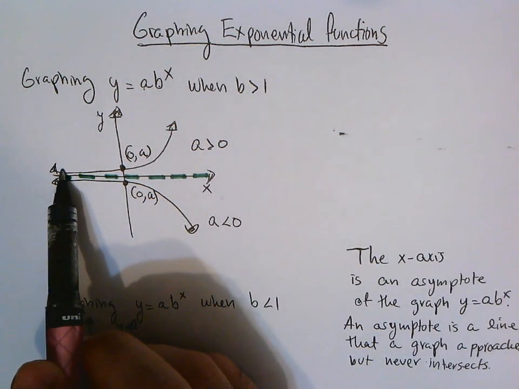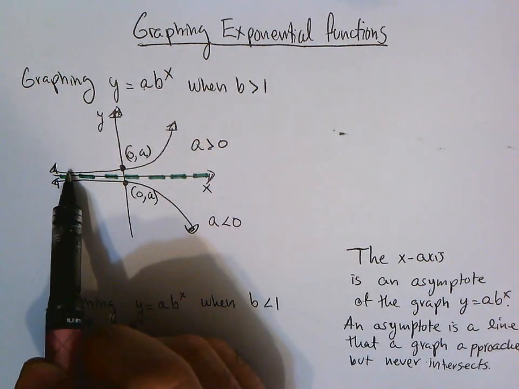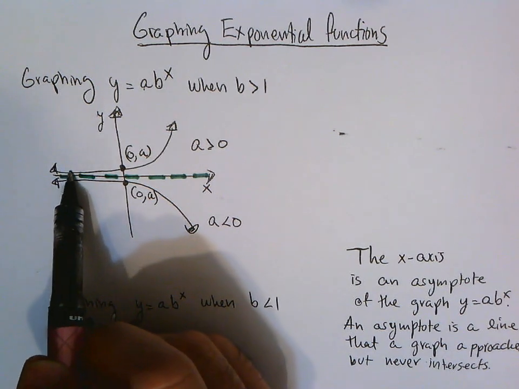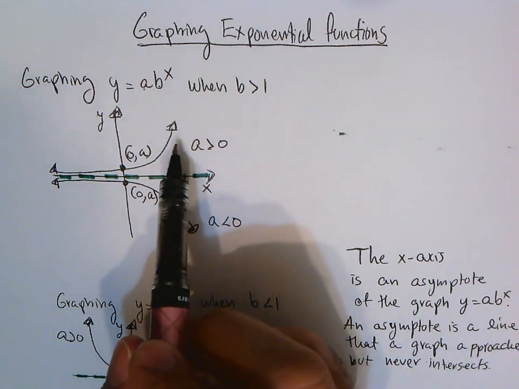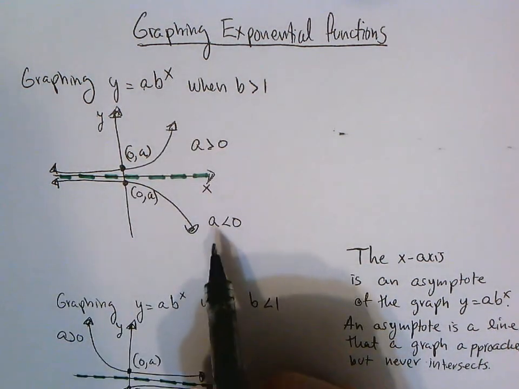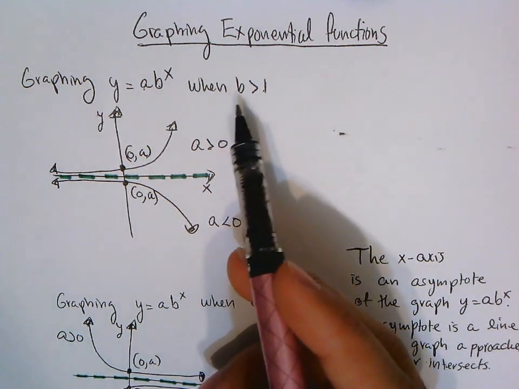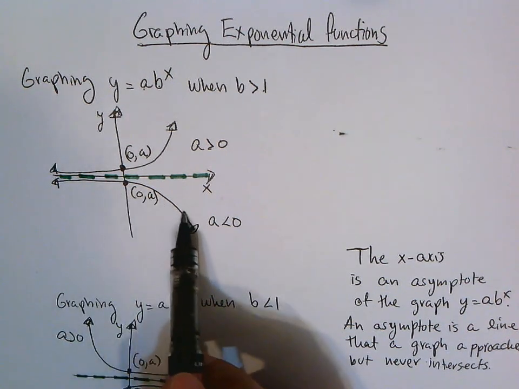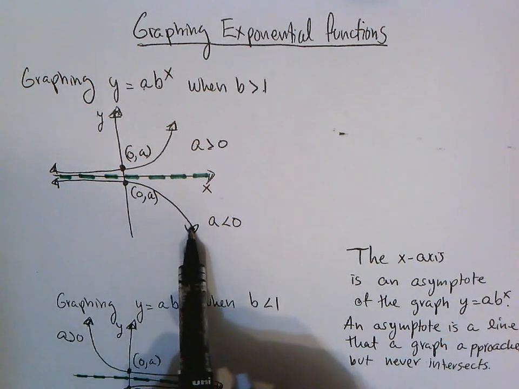Well, if a is positive, my y-intercept is positive, that means that I will have an exponential function that is increasing. If a is negative and b is greater than 1, then my exponential function will be decreasing. Remember that we read the graphs from left to right.